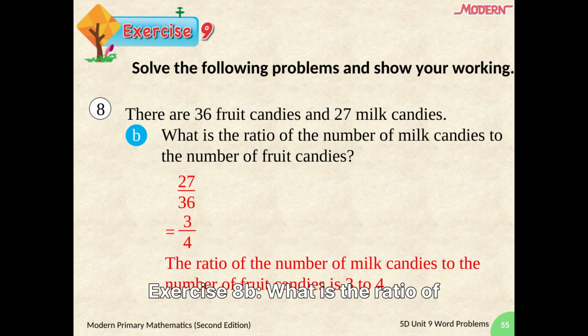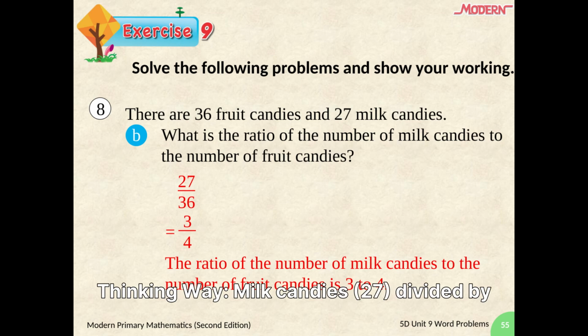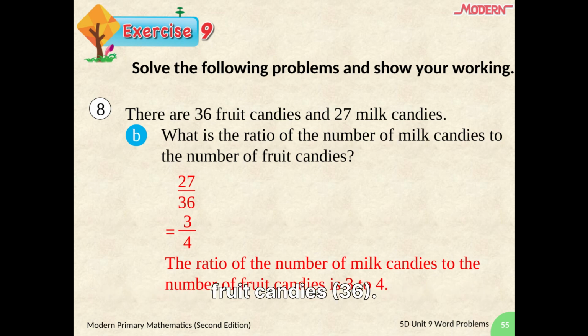Exercise 8B. What is the ratio of milk candies to fruit candies? Now, milk is our numerator. You can probably guess the answer. Thinking way. Milk candies, 27, divided by fruit candies, 36. 27 over 36. We use our 9 times table again to simplify this fraction. Ready? 27 divided by 9 is 3. 36 divided by 9 is 4.